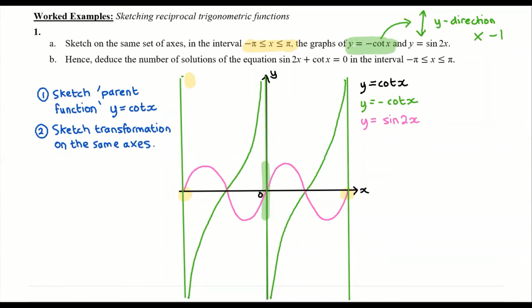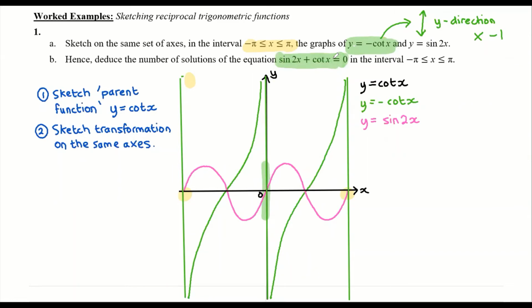We have to answer a question. So this is the bit where you need to understand what this is telling you essentially. It says, hence deduce the number of solutions of the equation sine of 2x plus cot x is equal to 0. Right. So what is this saying? Well, if we rearrange this a little bit, it looks like a difficult equation.